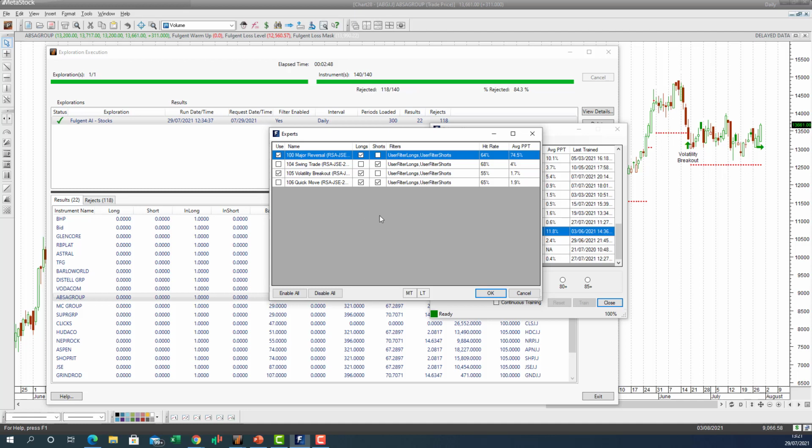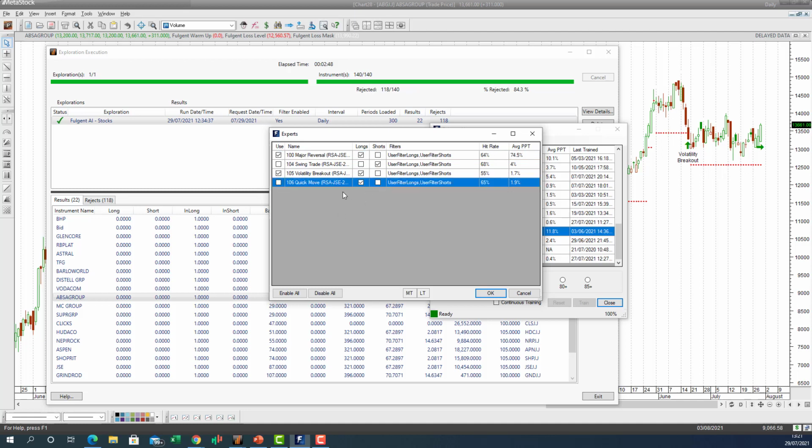For the purpose of this screen, I've only selected the major market reversals and the volatility breakouts. We're only looking for major market reversals on the long side and volatility breakouts on the long side.